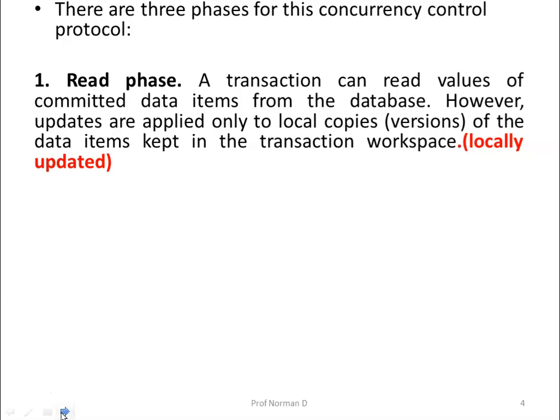So basically, in this validation protocol, there are three phases. The first phase is the read phase. Now, a transaction can read values of committed data items from the database. However, the updates that are applied only to local copies of the data items are kept in the transaction workspace.